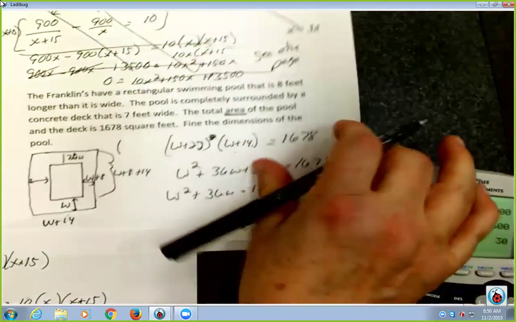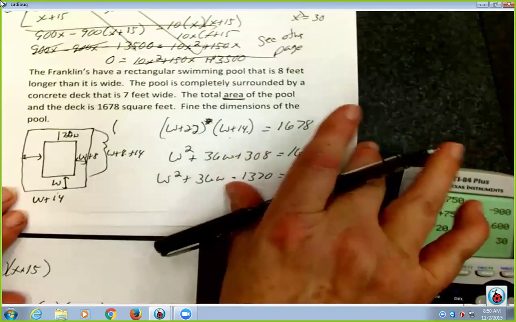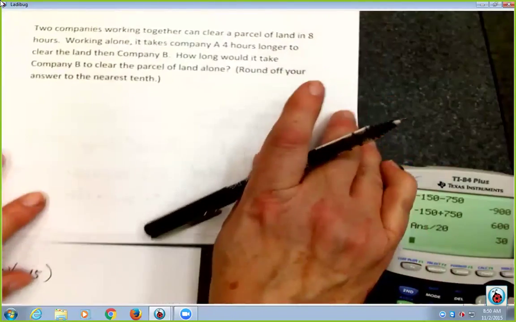There. Okay. Now, we good here on this one, you think? With our rectangular swimming pool? Hopefully. Next one.